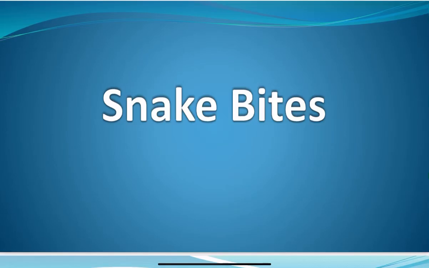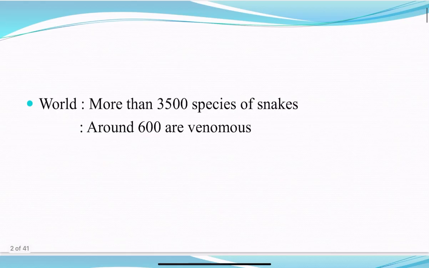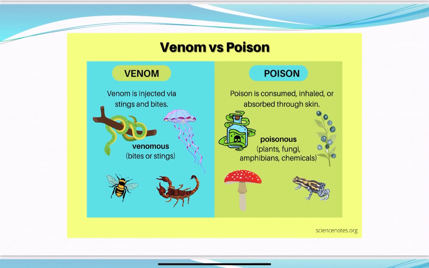Hello everyone, this video is about snake bites. In the world, more than 3,500 species of snakes are found and around 600 of them are venomous. The difference between venom and poison is that venoms are injected via stings and bites, whereas poisons are consumed, inhaled, or absorbed through the skin.